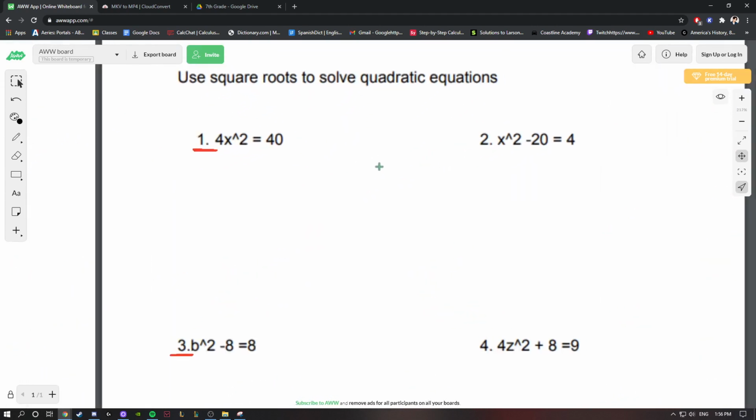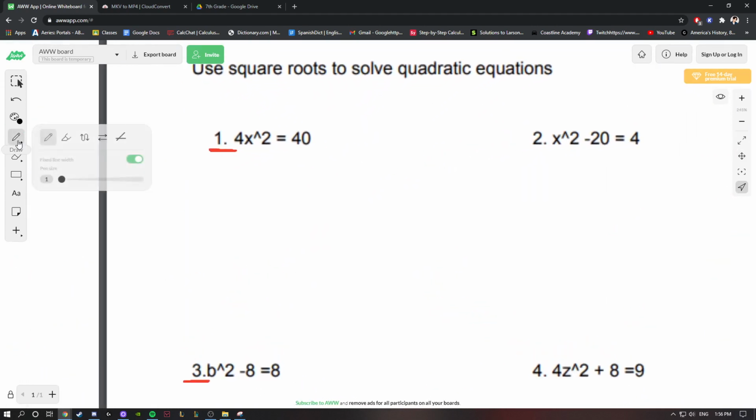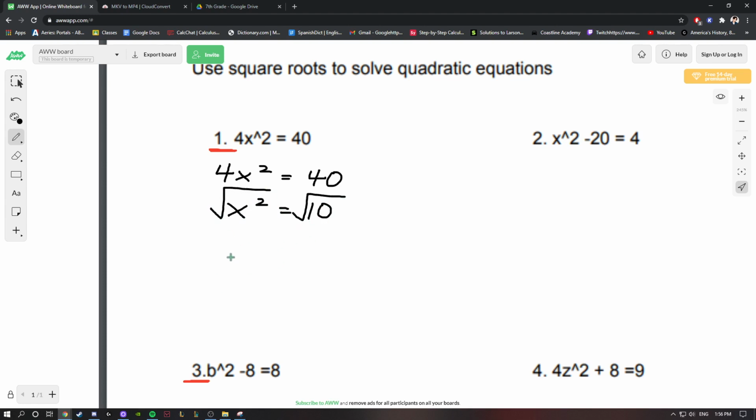Using square roots to solve quadratic equations. Number 1, we have 4x squared equals 40. We're solving for x, so we want to divide both sides by 4. We get x squared equal to 10. Square root both sides, and x is equal to plus or minus square root of 10.